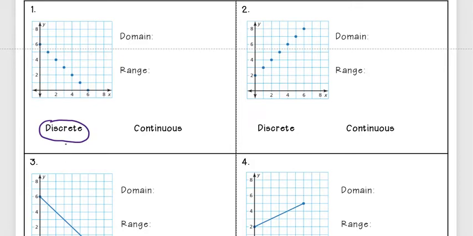And since it's discrete, that means I'm just going to be listing some numbers for my domain. So I'm only wanting the certain values. And so, remember my domain is all of my x. So this first point, I see that's at 0. Second point is at 1. Then 2, 3, 4, 5, and 6.